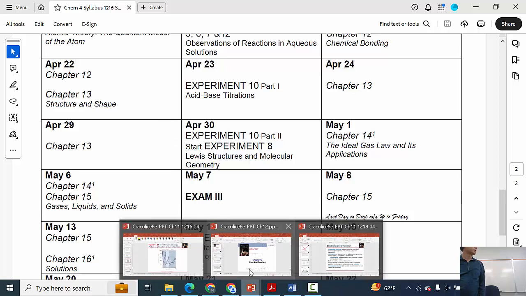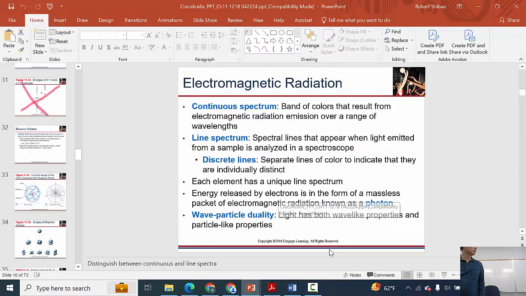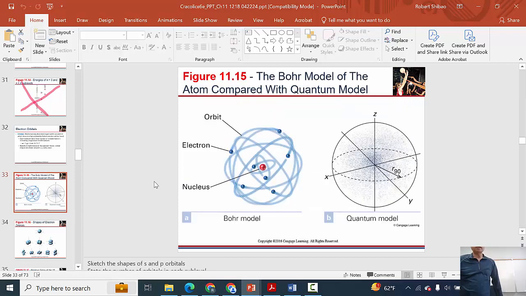All right, we have to get back into chapter 11 here, and so let's talk about the models that we have here.